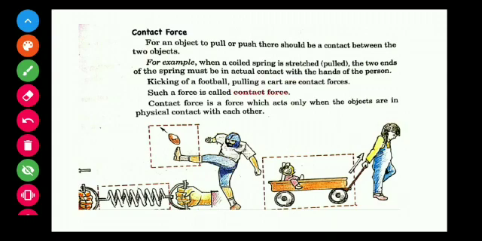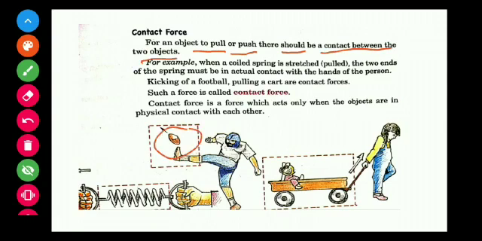Here, a person applies a force on a cart, and there is a contact between the cart and the person. If there is direct contact between the person and the object, that is the contact force. What is the contact force? For an object to pull or push, there should be a contact between the two objects.